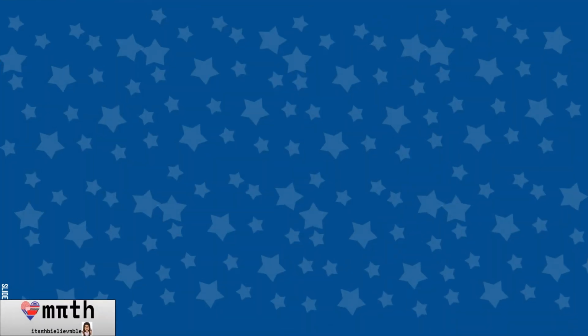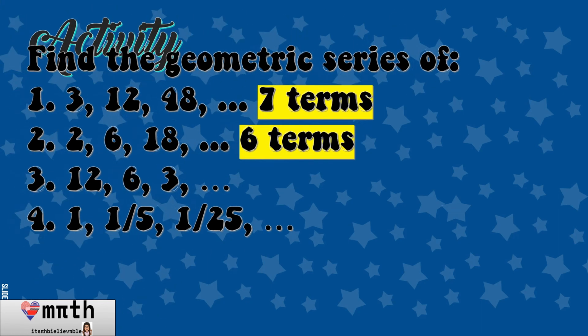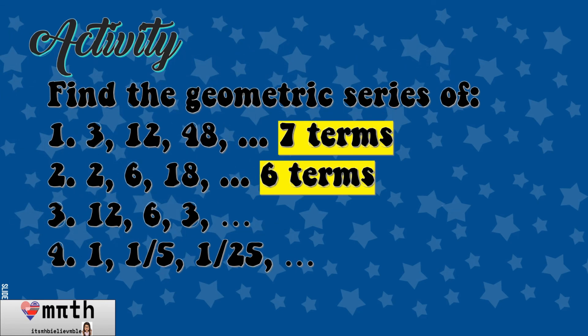Since we are done with the discussion of geometric series, let us have your activity. In your activity, you're going to find the geometric series of number 1, 3, 12, 48. You're going to find 7 terms. Number 2, that would be 2, 6, 18. You're going to look for 6 terms. For number 3, that would be 12, 6, and 3. Number 4, that would be 1, 1 over 5, 1 over 25.